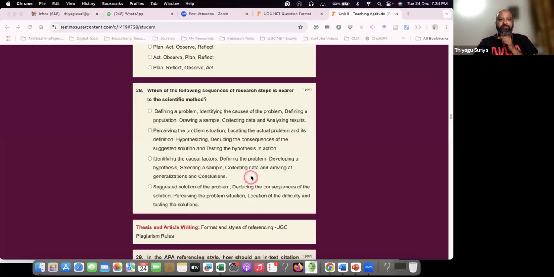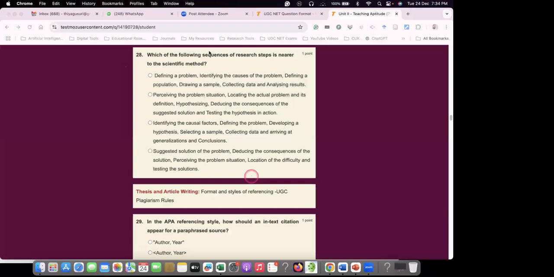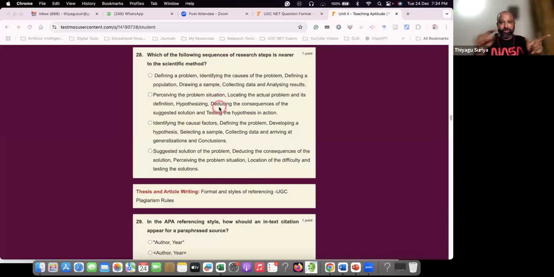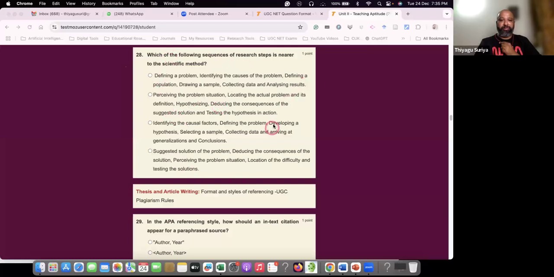One more question. Which of the following sequences of research steps is nearer to the scientific method? See, this is another type of question. The same question, you can see how they are asking different examination questions. The same sequence but in a different way. Which may be the correct answer?